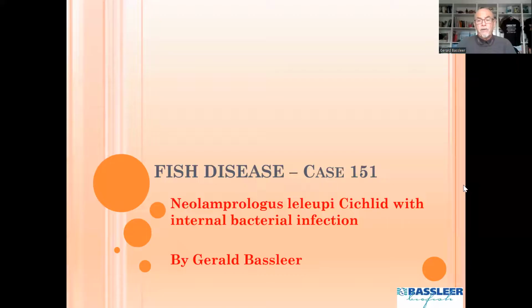So let's dig in this case, case 151, about a Tanganyika cichlid, Neolamprologus leleupi, the nice yellow-colored cichlid, which is a very popular cichlid kept by the Tanganyika fish lovers. And here we found in this fish, like which is very common in many of our ornamental aquarium fish, particularly the tropical ones, internal bacterial infection.